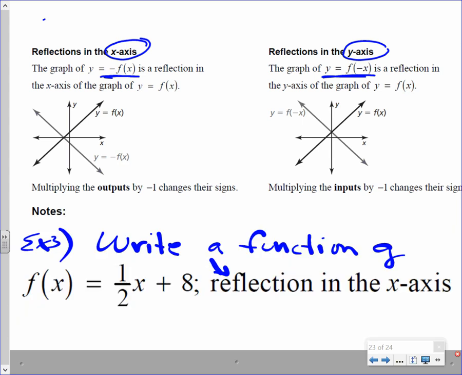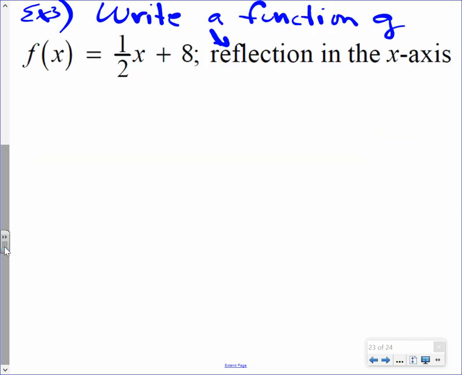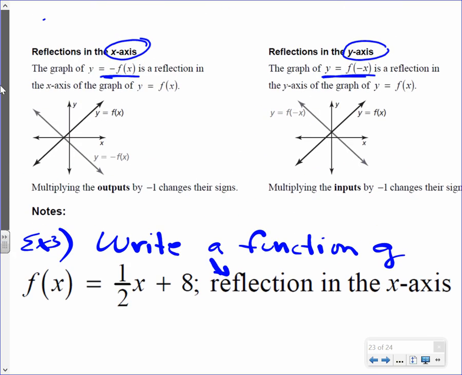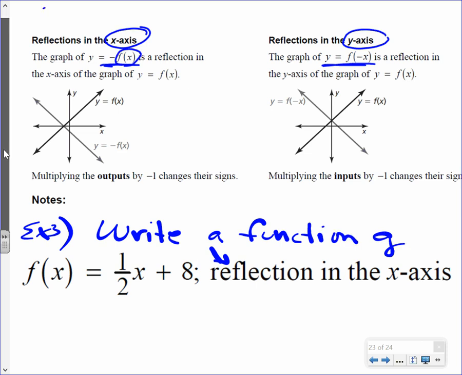So, example 3, let's do it. You got this written down in the little note section. Write a function g that does this, a reflection in the x-axis. Here we go. Okay, so it's a reflection in the x-axis. Do I multiply the input or the output by -1? Let's go back up. Right, look at the whole output. For the x-axis, I have to multiply the whole output by -1.